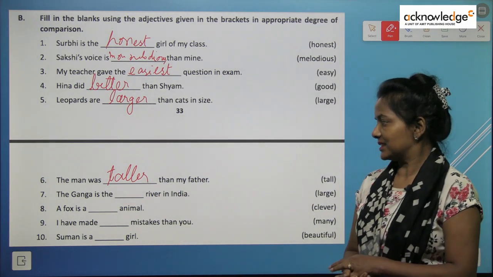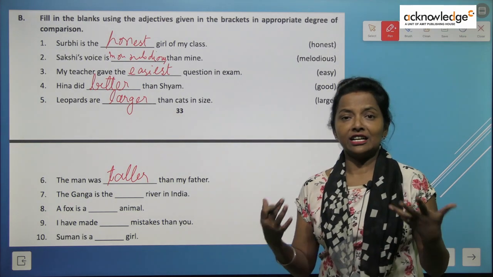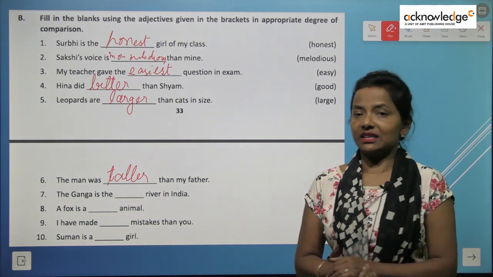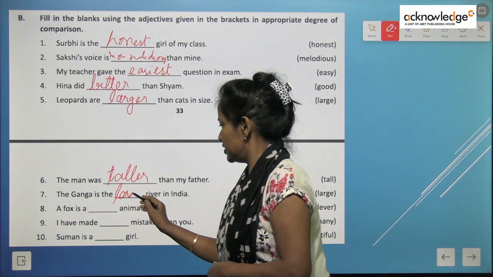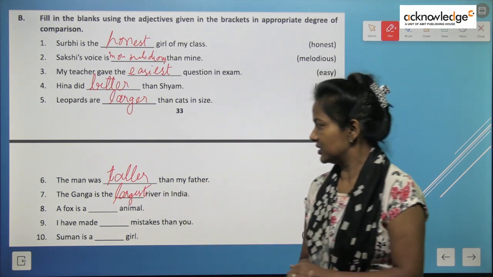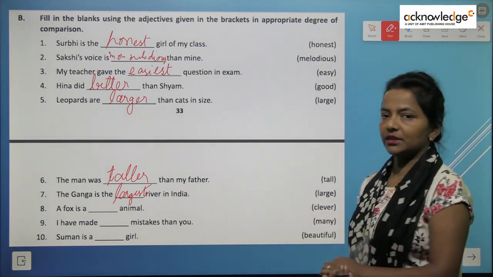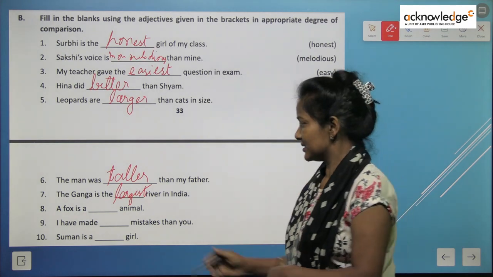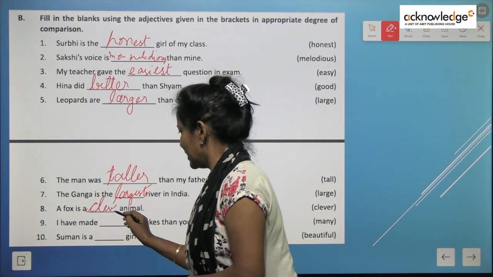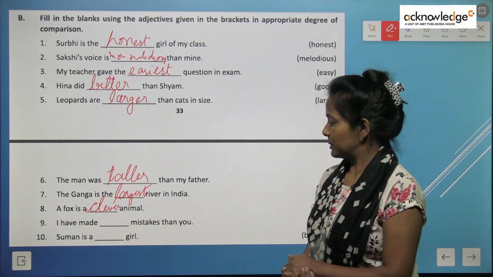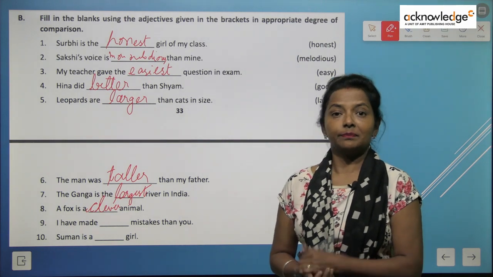The Ganga is the dash river in India. Large. Now, the Ganga is the, here comes the superlative degree. The Ganga is the largest river in India. L-A-R-G-E-S-T, largest river in India. The fox is a dash animal. Clever. The fox is a clever animal. Yes, there is no comparison. The fox is a clever animal. I have made dash mistakes than you. Many. I have made many.